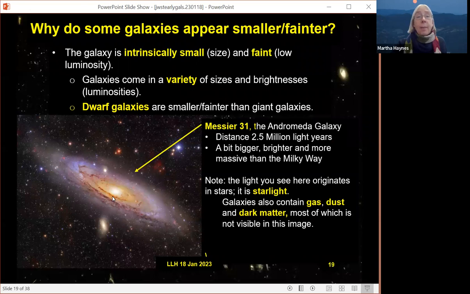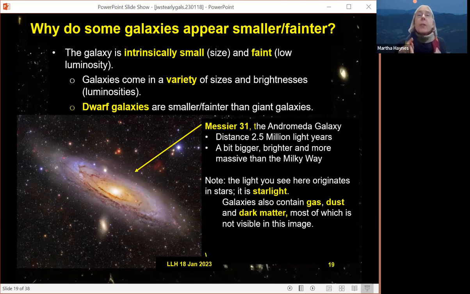Here's an example of one of the nearest galaxies to us, the Andromeda Galaxy, also known as Messier 31. It's at a distance from us of about 2.5 million light years. Million, not billion, million. So that's like almost next door. The light, however, traveled from Andromeda 2.5 million years to us in order for us to make this image. Andromeda is a bit bigger and brighter and more massive than the Milky Way.